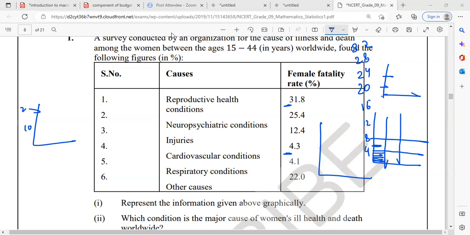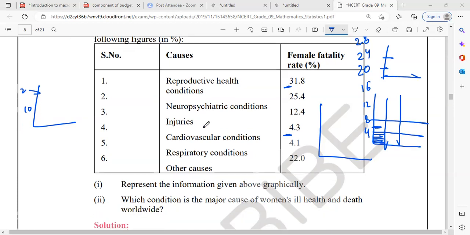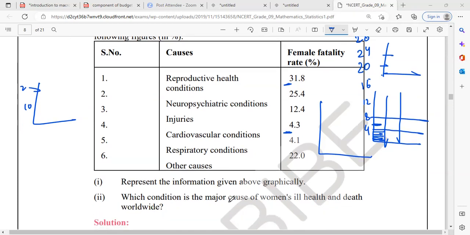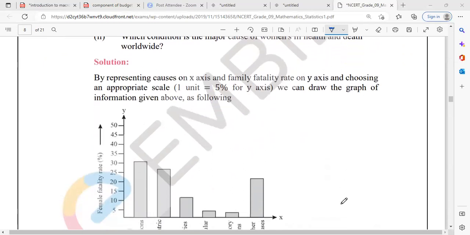Ma'am, I'm done. Okay. So now answer this. Which condition is the major cause of human ill health and death worldwide? Ma'am, reproductive health conditions.